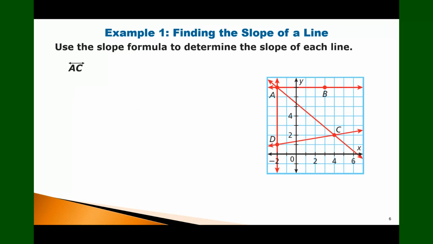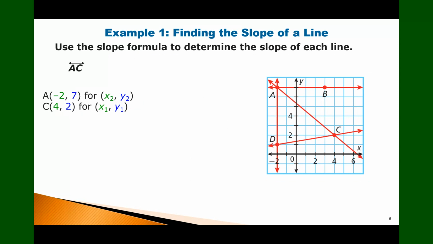Let's try another one. So this one I've got is AC. So if you look at AC on the picture, AC is sloping down. So I know my answer, if it's going down, should be negative. Okay. And so let's try this one again. Sorry, my button's not working. And so I've got A is negative 2, 7. C is 4, 2.